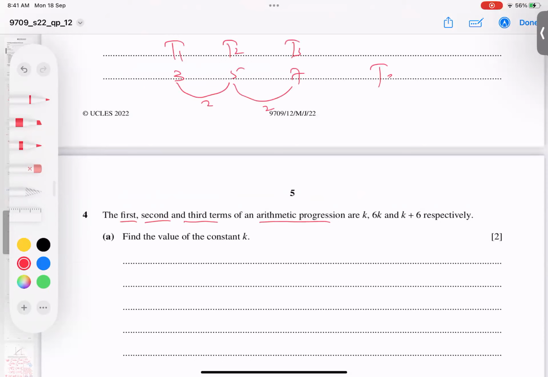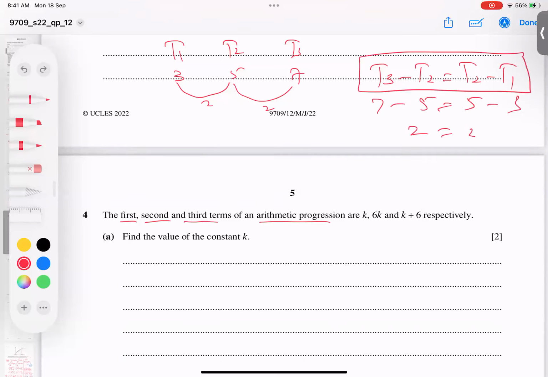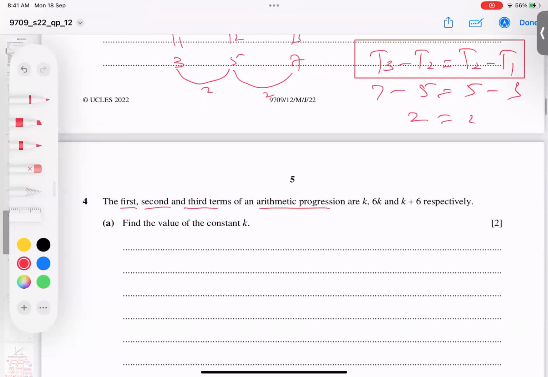So T3 minus T2 is the same answer as T2 minus T1. For example, T3 is 7, T2 is 5, T2 is again 5, and T1 is 3. And check it, we get a match. So it means that we have this formula for the AP. So let's apply the same formula here. T3 minus T2 equals T2 minus T1. So this is T1, this is T2, and this is T3.